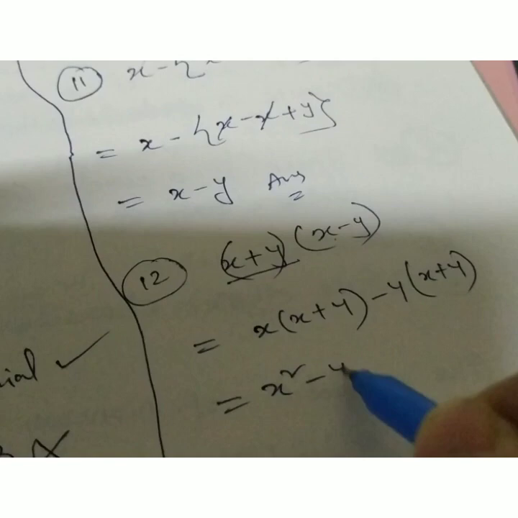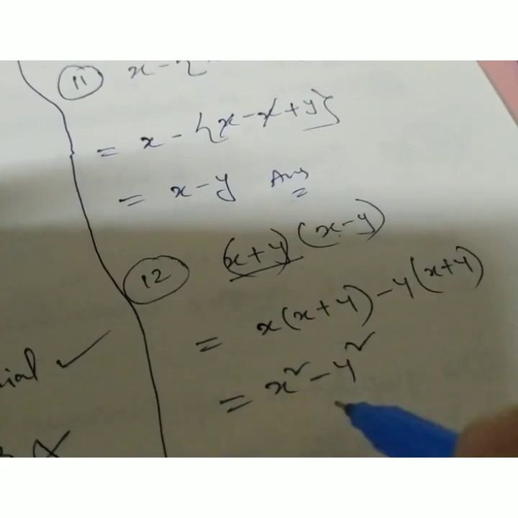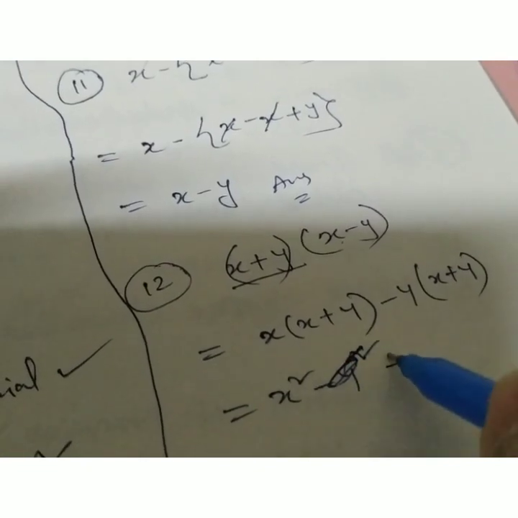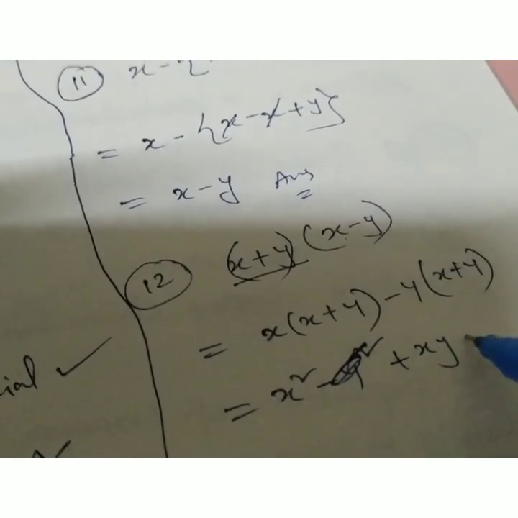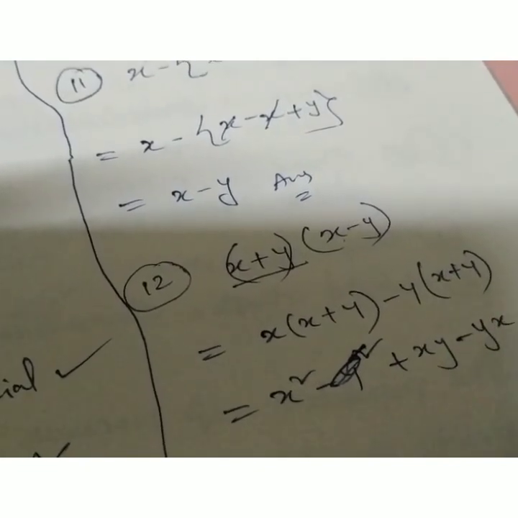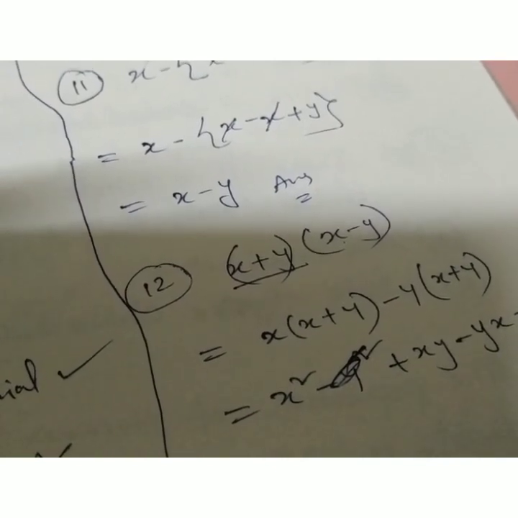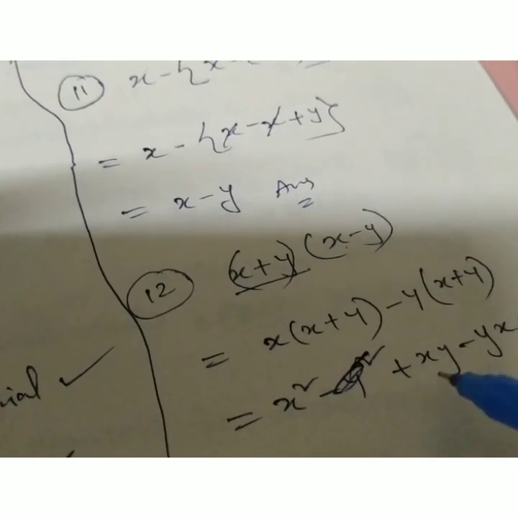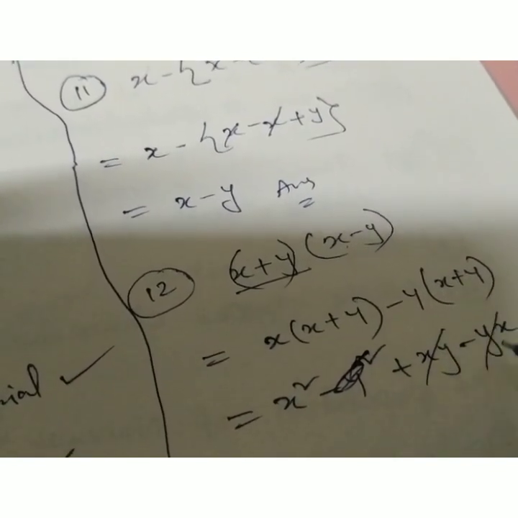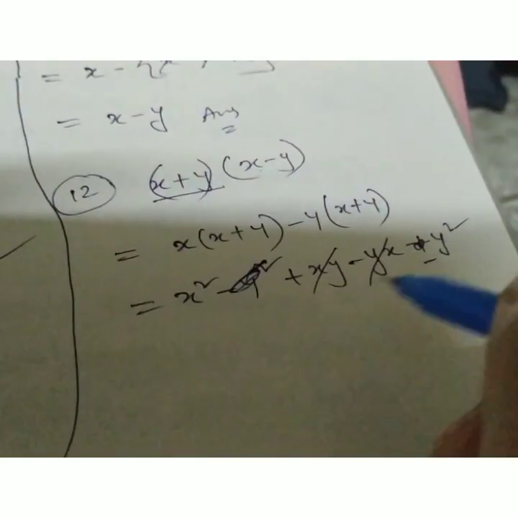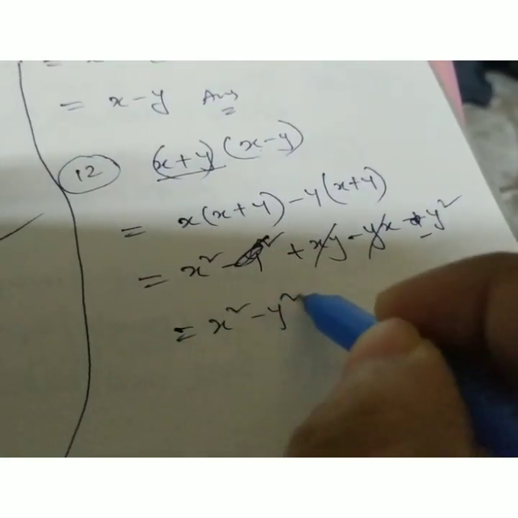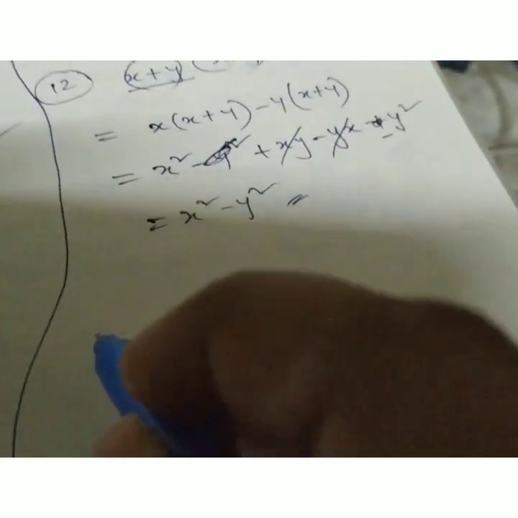What do we get? x square minus y square. x into x, x square plus xy minus y into x minus yx, or plus, sorry, minus y square. So minus yx plus yx, same, so we can cancel this out. x square minus y square, answer is x square minus y square. That's it.